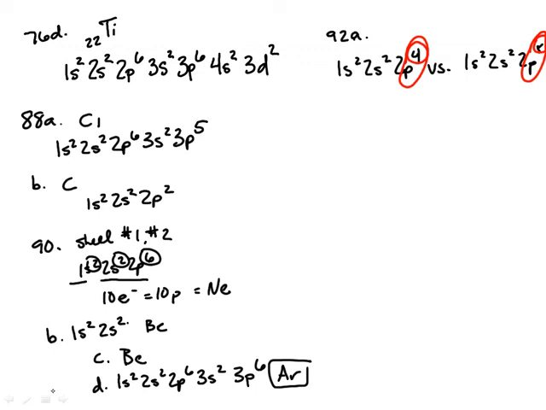Let's do B. It says 1s2, 2s2, 2p6. No, let me go back. I tried to do 91 there for a moment, I could just ignore that. So 92B says 1s2, 2s2. And the other thing that I'm looking at is 1s2, 2s2, 2p2.